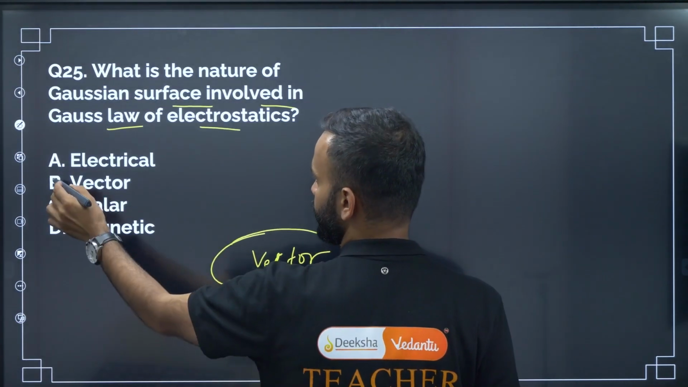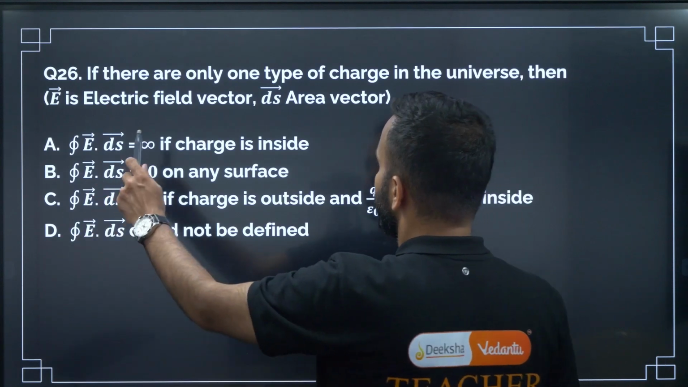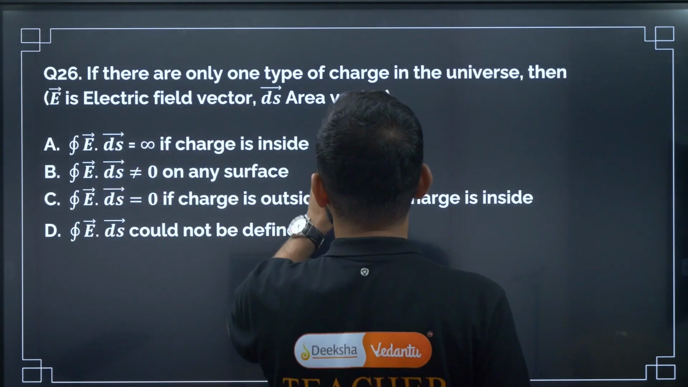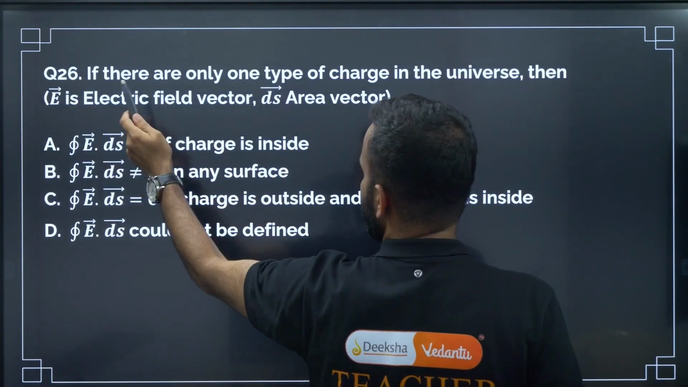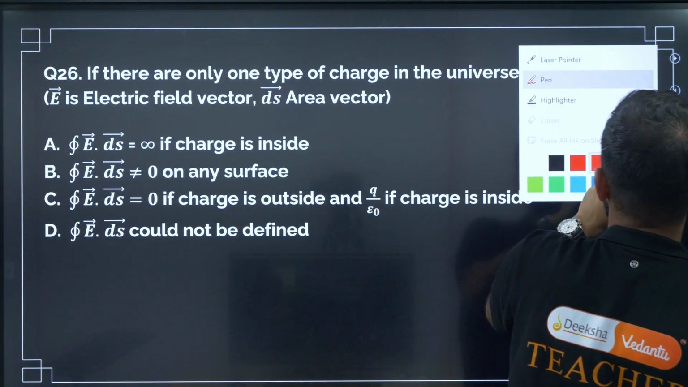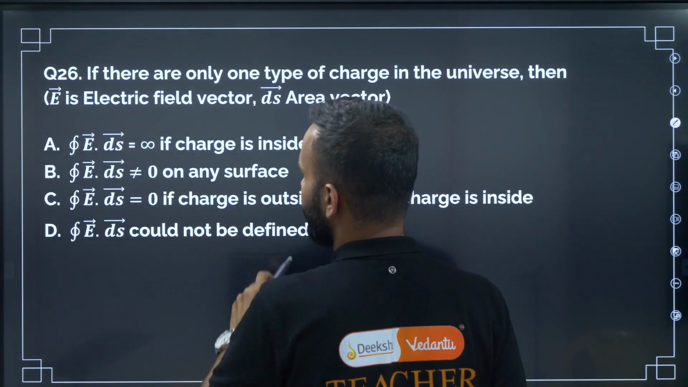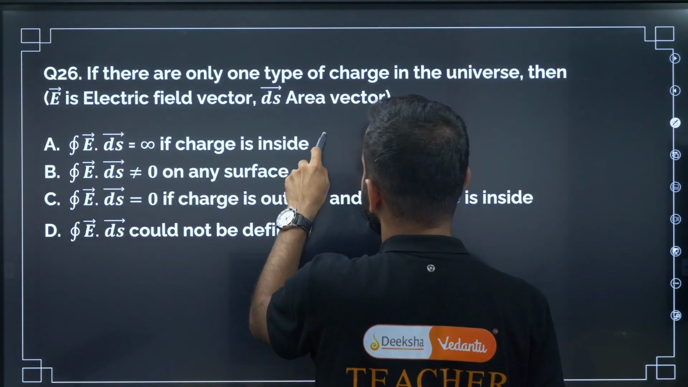So the correct option is B. Question number 26. If there is only one type of charge in the universe, then E is the electric field vector, ds is the area vector. Let's look at the options. Option A: loop integral of E dot ds equal to infinity if charge is inside.